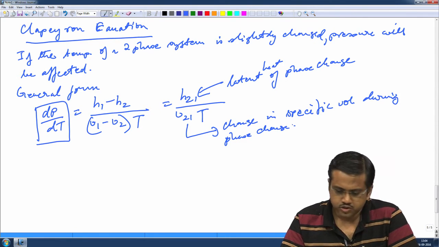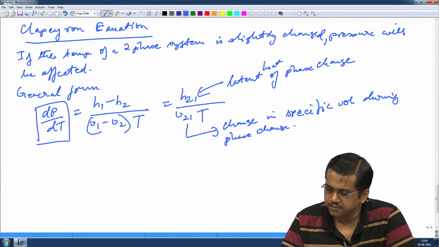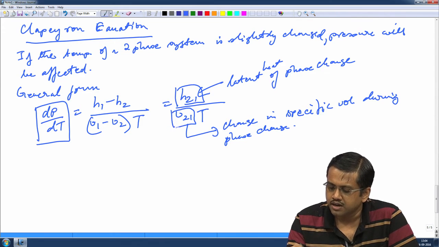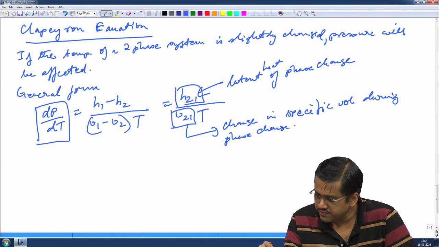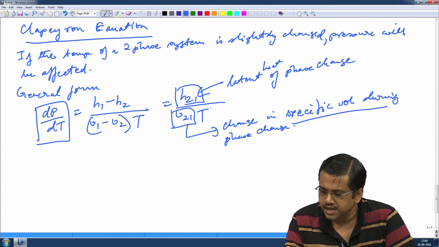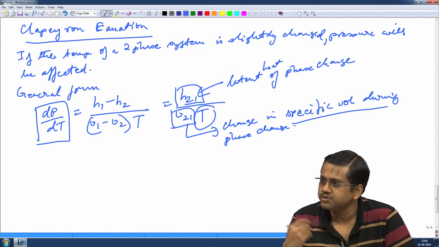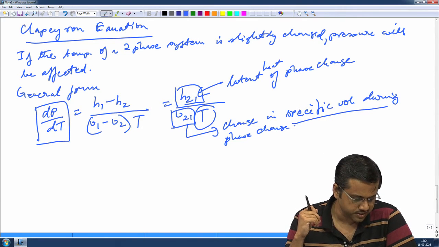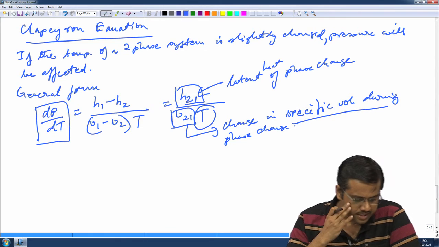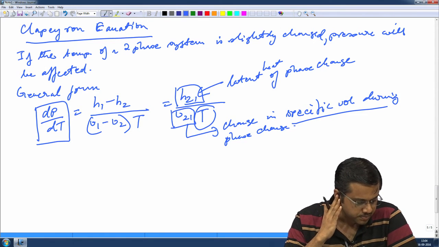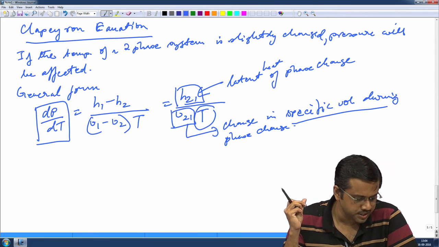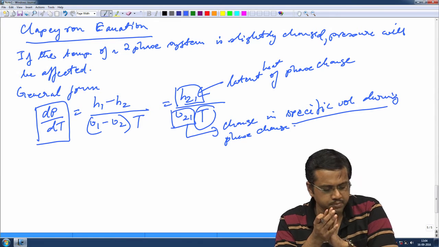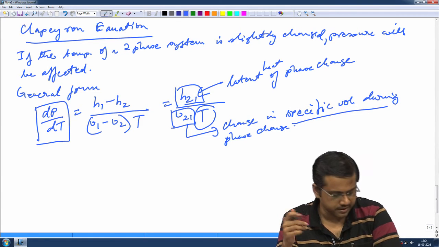So, this is a unique relationship. That means if you know the latent heat of phase change, the specific volume change during the phase change, and the temperature at which the phase change happens, the change in pressure and the change in temperature can be related to each other. Now, several relationships among temperature, pressure, volume and the enthalpy change for a single component system exist. But the two phase system at equilibrium actually obeys a form like this.